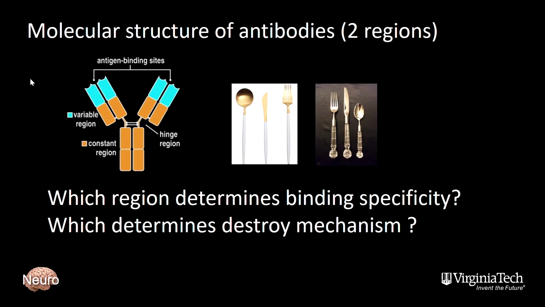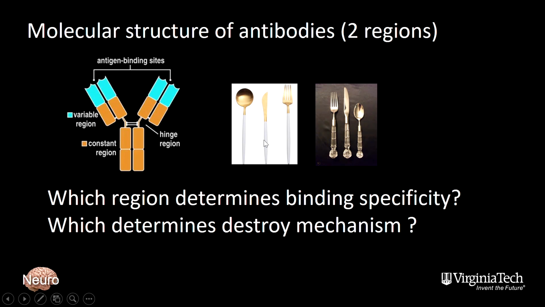Okay, here's the molecular structure of antibodies. Basically, antibodies are proteins, and after they have this 3D folding, they will have this Y-shaped structure. And this Y-shaped structure is divided into two regions. The variable region, the blue region, is the antigen binding site. So this region will decide which epitope this antibody will bind. And then the constant region, which is this yellow part, will decide which mechanism to use to destroy the foreign object, the antigen.